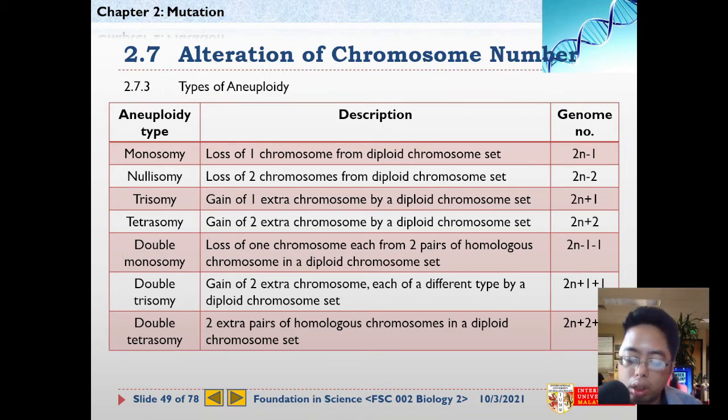Double monosomy will be loss of one chromosome each in 2 pairs of homologous chromosomes. In that you have chromosome 1 losing 1, chromosome 5 losing 1 also. So you have monosomy happening twice. Double monosomy. Double trisomy is like trisomy, but it happens in 2 chromosomes. So now you have 2n plus 1 plus 1. Some chromosomes have 3, another chromosome also has 3. Double tetrasomy will be 2 extra pairs of homologous chromosomes in the diploid chromosome set. So you have chromosome 1, it originally has 2, now you have 4 chromosome 1. And then maybe chromosome 16, starts with 2, now you have 4. So you have 2 extra pairs of chromosomes in 2 sets.